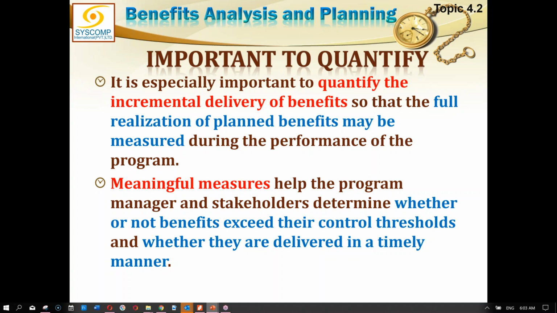So you will only be comfortable if you know what you are doing, and you have a mechanism to measure it. Quantification means measuring. Meaningful measures help the program manager and the stakeholders determine whether or not benefits exceed their control thresholds and whether they are delivered in a timely manner or not. So the progress actually yields out of the measure, and if there is no measure, there is no progress.